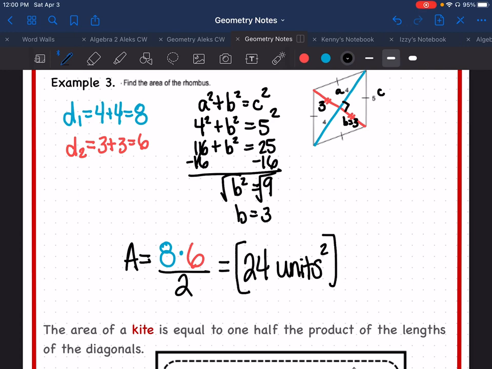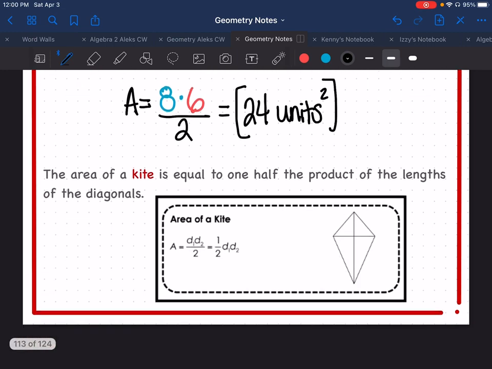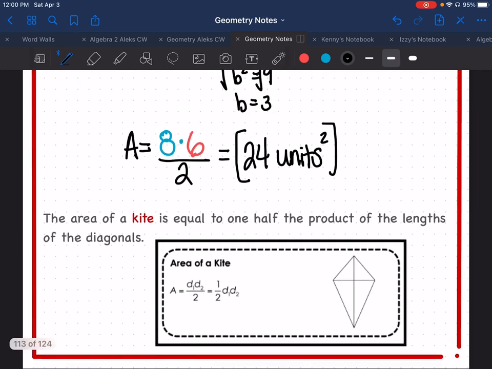All right, our last shape for today is the kite. And the area of a kite is equal to 1/2 the product of the lengths of the diagonals. So the same formula for my kite, I'm going to have D1, right? D1. I'm also going to come over here and do this. There we go. And D2. These are my two diagonals.